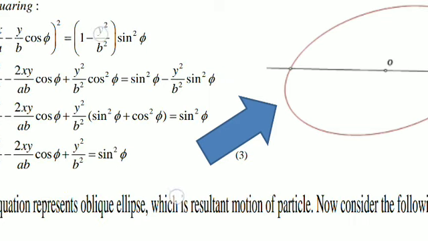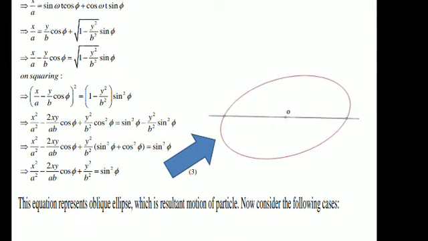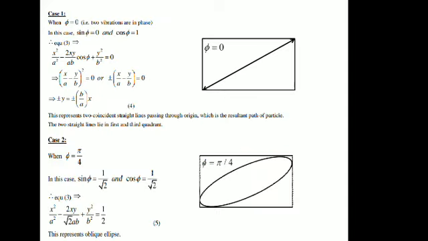Now it has been proved that when we have two simple harmonic waves moving at right angles to each other, and they arrive at a point simultaneously, the resultant path traced out by that particle will be a curve, and in this case it is an oblique ellipse. Now we will see, depending on the different values of phase, what will be the nature of the figure we will be getting.